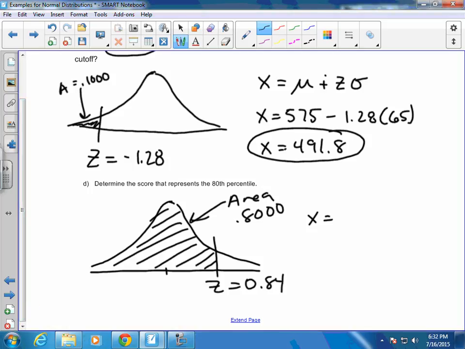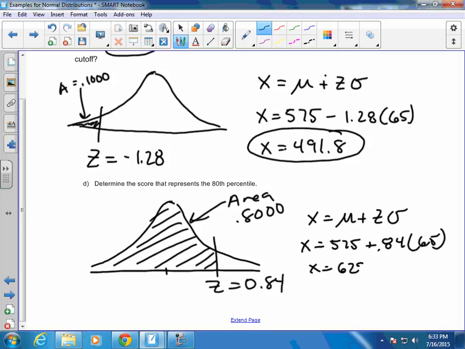All right, that means the x value is going to be the mean plus the z-score times the standard deviation. 0.84 times 65. So I'm getting 629.6 if we punch that up on the calculator.